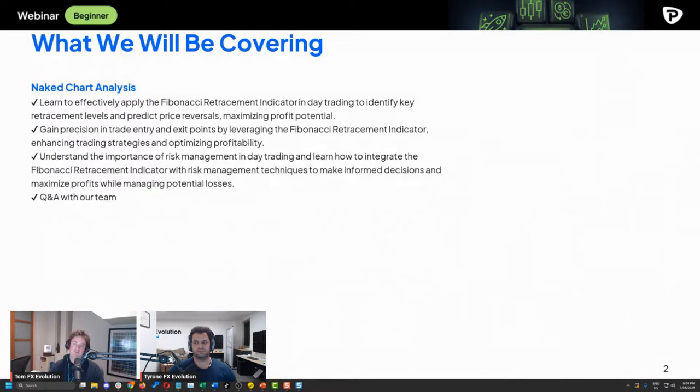So we'll learn to effectively apply Fibonacci retracement indicators in day trading, identify those retracement levels and predict potentially price reversals. And of course, why that can give us precision points. We'll be talking about how we can maybe use Fibonacci a little bit more effectively with other tools to build confluence. And then, of course, we'll also talk about why risk management with Fibonacci can be so good as well, which can help eliminate potential losses.